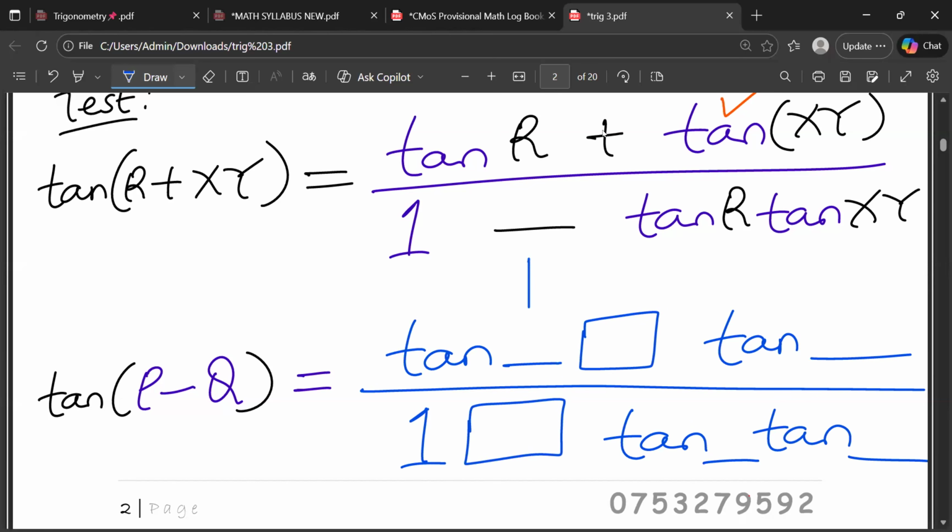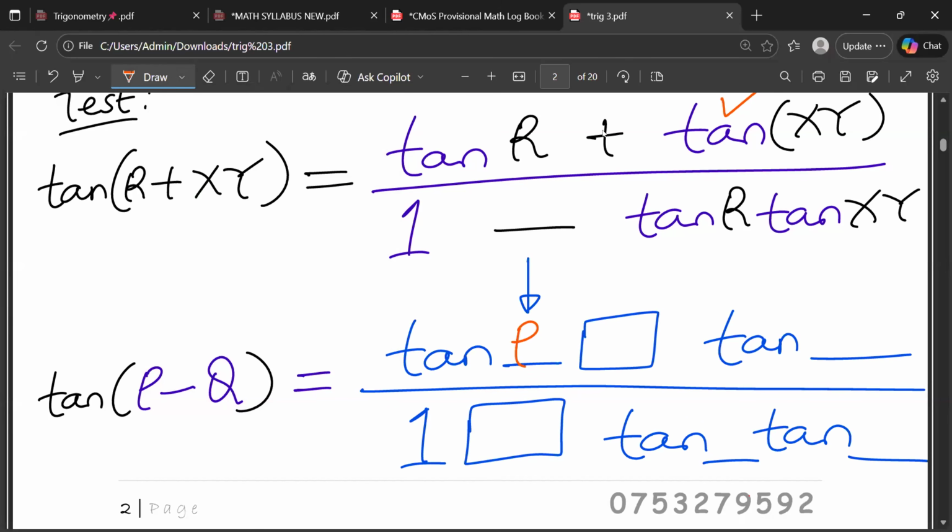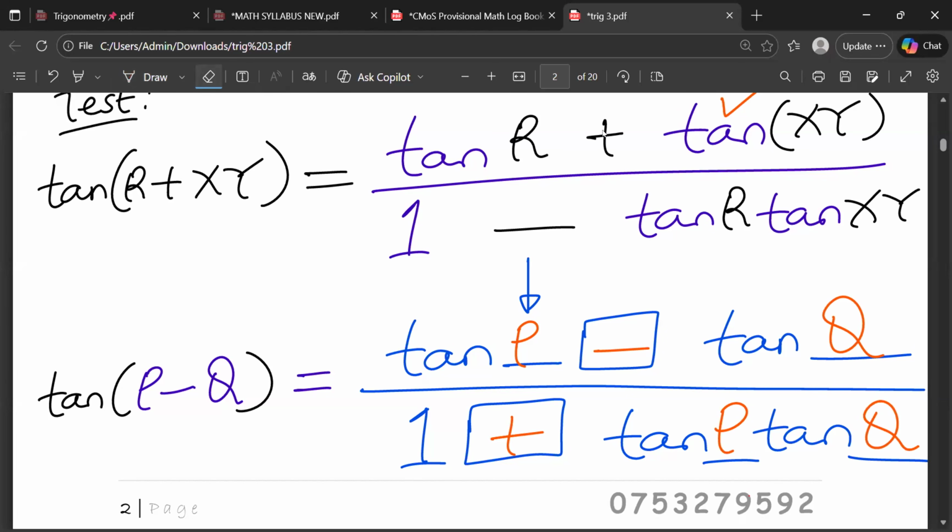So we are beginning from here. Here we're putting tan P, tan P, minus tan Q, tan Q. Then you are putting 1 plus tan P tan Q, tan Q. Thank you so much. That is it.